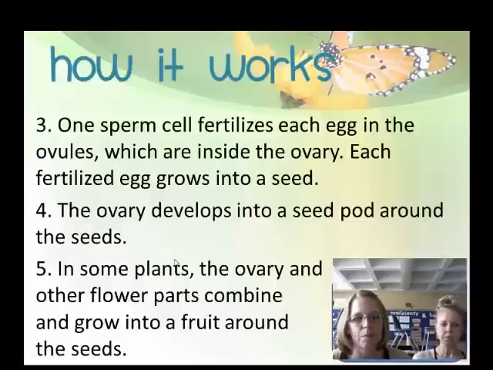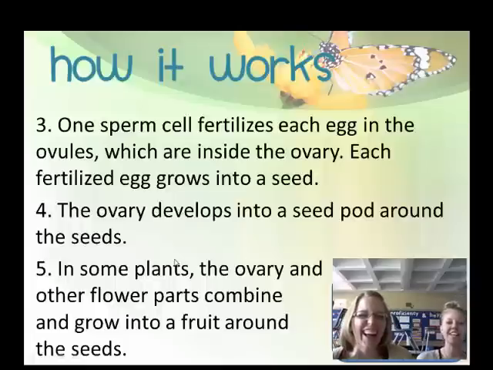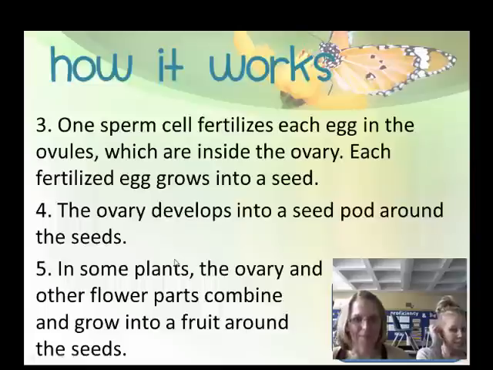Okay, so then you have a sperm cell that fertilizes the eggs, the ovules, which are inside the ovary. So the ovules are the individual eggs, okay? And then the goal is that the fertilized egg grows into a seed.